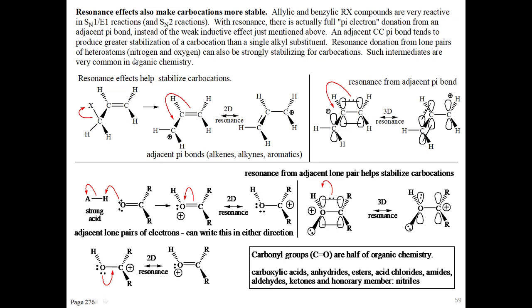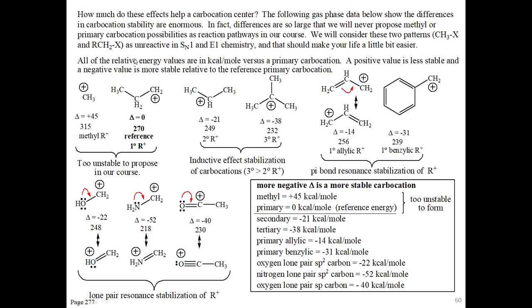We could turn it around. Say I had a carbocation written like this, and I have an adjacent lone pair. I can borrow those in and write this structure, which would be the better resonance structure, because I have more bonds and full octets. Now, other groups that have this C double bond O: carboxylic acids and anhydrides, esters, acid chlorides, amides, aldehydes, ketones, and nitriles even. So if you look at this right here, this is really important because of all these other functional groups that have this same feature.